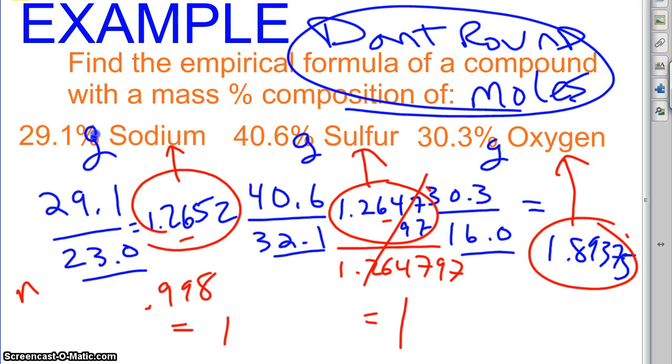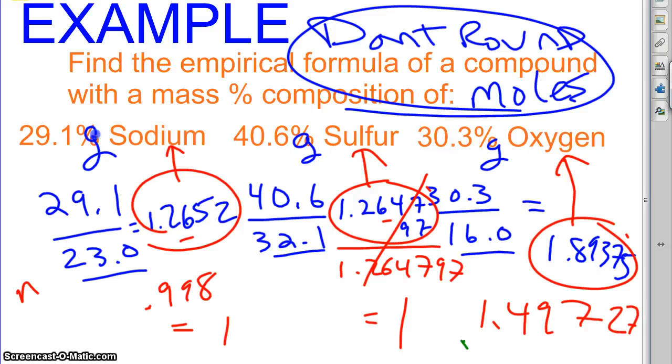And then over here, this other number, 1.89375, if we divide that by 1.264797, we get 1.49727, and so on. Now, if you look at that, that's clearly not close to 1, and it's not close to 2 either. So that's a case of something we're going to have to double or triple or quadruple to get a whole number. So, fairly obvious here, that's about 1.5.